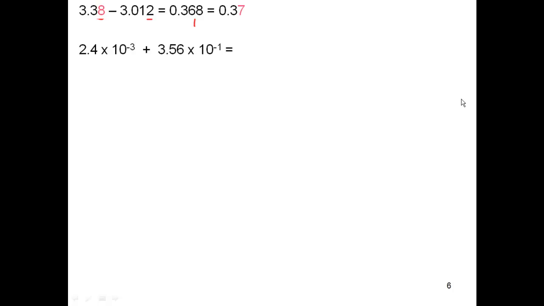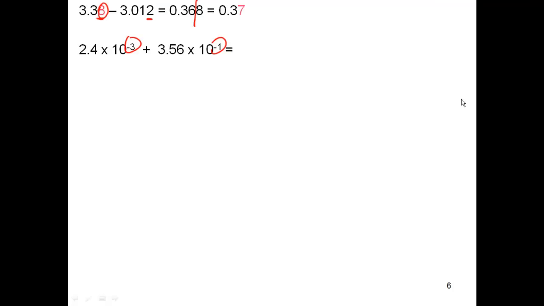Let's look at this one. It's addition again, and I have to look at the decimal place. At first glance, you may say the first number is at the tens and the second number is at the hundreds, therefore the first number, the 2.4 times 10 to the minus third, dictates my decimal place. But you have to realize they're different powers of 10. It's very important to realize they're different powers of 10.